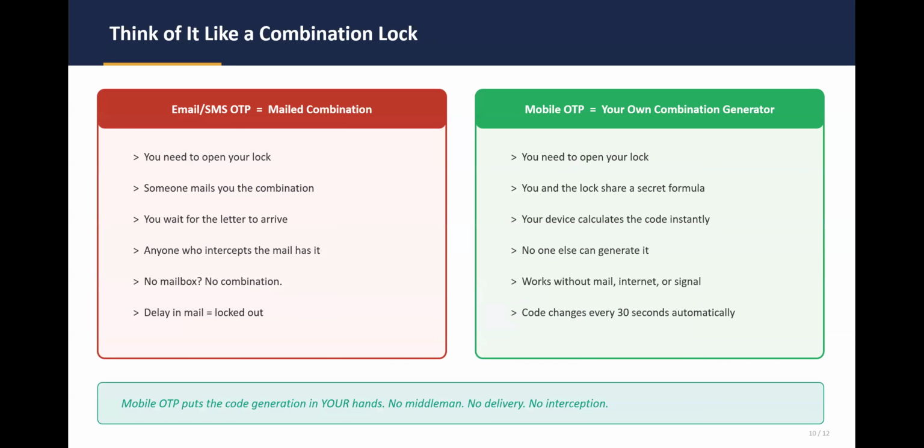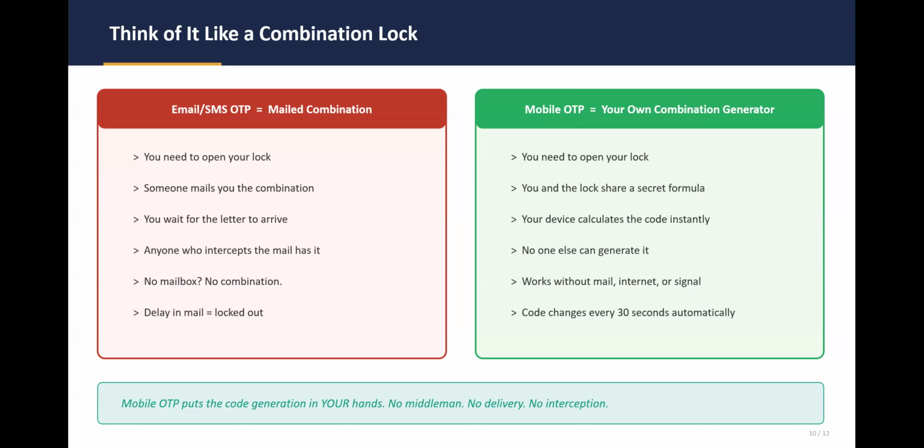And trying to understand the combination analogy. So here's a simple way to think about it. Email and SMS OTPs are like someone mailing you the combination to your lock. So you have to wait for the letter, and anyone who intercepts it has your code.